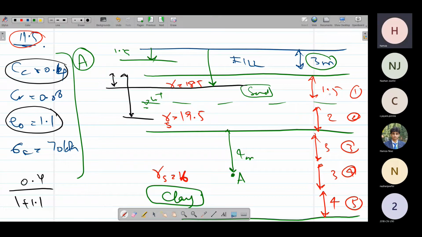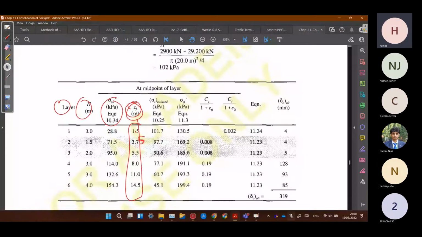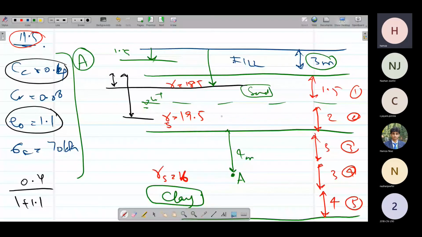1.5, 3.75. The third layer would be this, the middle of the layer height. That is 3 plus 1.5, 4.5, plus half of 2, so 1. That is 5.5. In this way, they have determined the Z value for each layer.